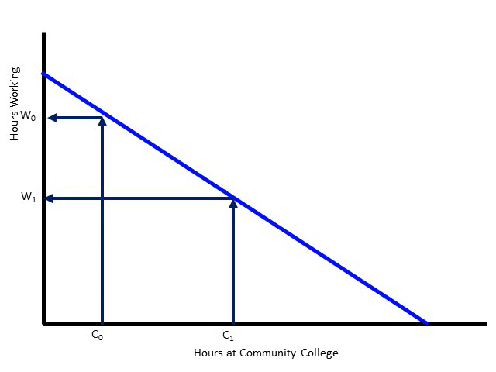There are three important things to notice about this. The first thing to notice is that C1 is larger than C0 because it is farther to the right on the horizontal axis. The second thing to notice is that W1 is lower than W0 on the vertical axis, which implies that W1 is smaller. The third thing to notice is that as the amount of time Joe spends studying increases from C0 to C1, the amount of time that Joe spends working decreases from W0 to W1.